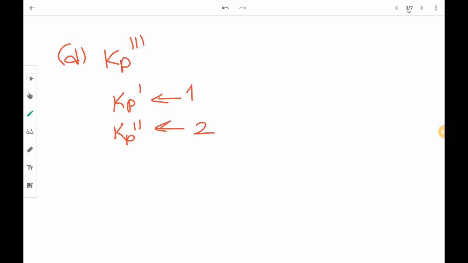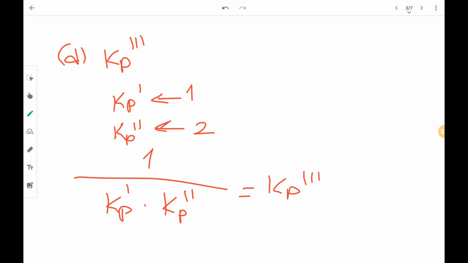Now for the final one, part D, they want the Kp triple prime of reaction 3 in terms of Kp prime and Kp double prime. This one is for reaction 1 and this one is for reaction 2. As we know, they added up the equations first, and when they add up, the Kp's multiply. So at first it's Kp prime times Kp double prime, and then they also reversed the reaction, so it will be the reciprocal. So this is Kp triple prime.